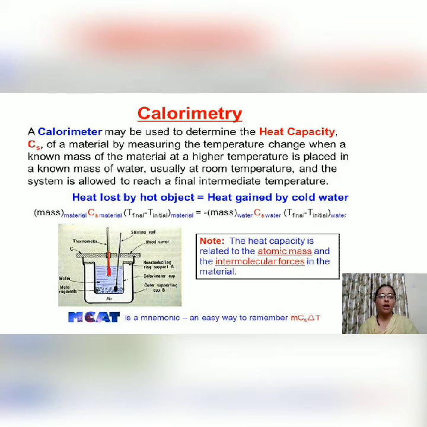See the calorimeter figure here. You have not studied this calorimeter before, and you have to remember this formula: M into C into delta T. Delta T is the difference between the previous temperature and the final temperature.